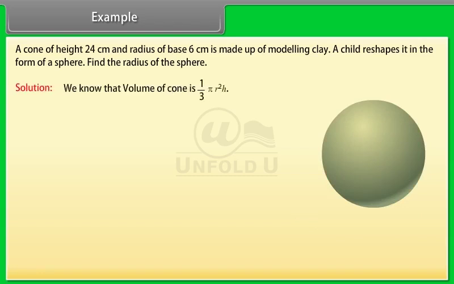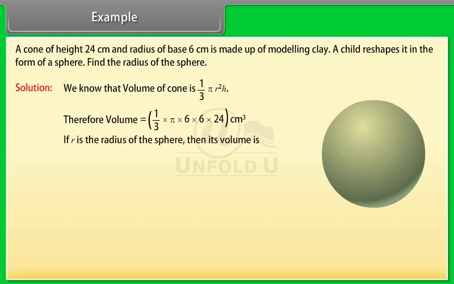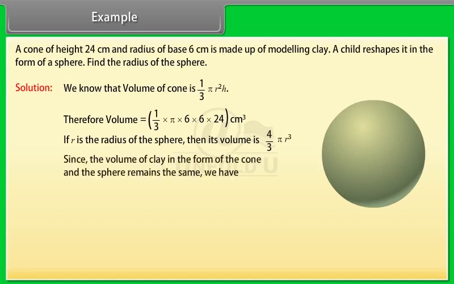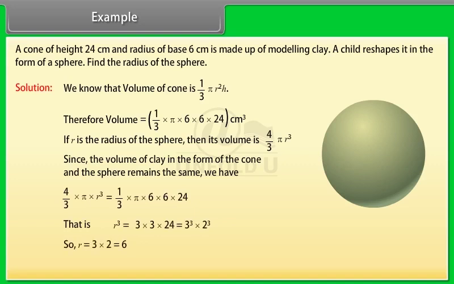Solution. We know that volume of cone is 1 by 3 pi r square h, which is equal to 1 by 3 into pi into 6 into 6 into 24 centimeter cube. If r is the radius of the sphere, then its volume is 4 upon 3 pi r cube. Since the volume of clay in the form of cone and the sphere remains the same, we have, that is, so r is equal to 3 into 2, which is 6. Therefore, the radius of the sphere is 6 cm.